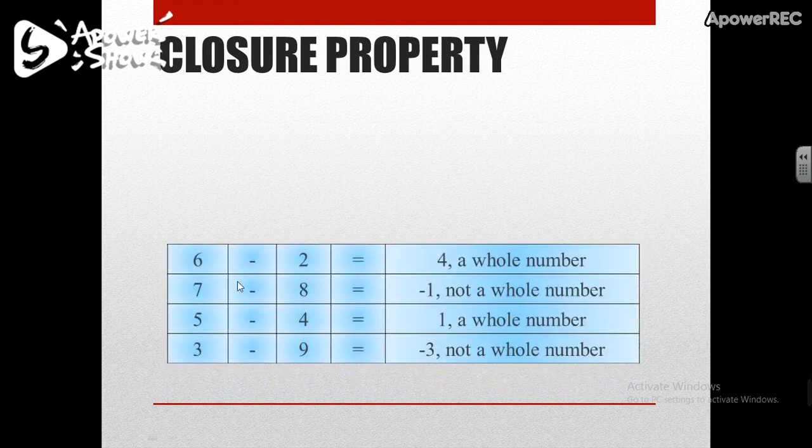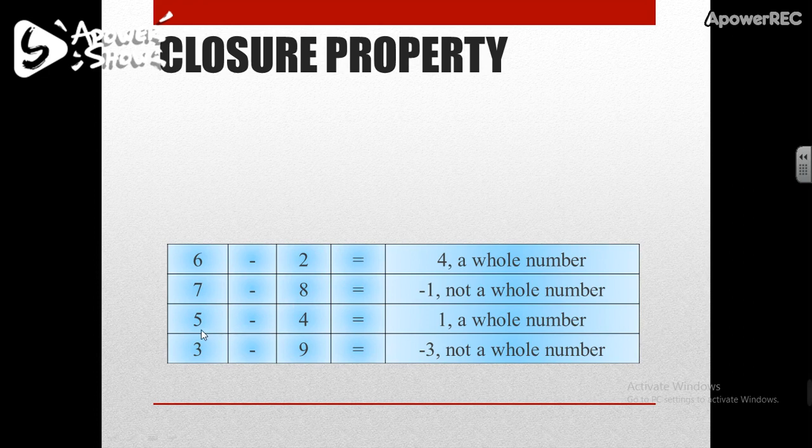Here again I am taking some examples. In the first one I am taking the whole numbers 6 and 2. After subtracting 2 from 6 I am getting 4, which is a whole number. Now I am subtracting 8 from 7. After subtraction I am getting -1, which is not a whole number. Why? Because a whole number is a collection of natural numbers and zero. Negative numbers are not included in this collection.